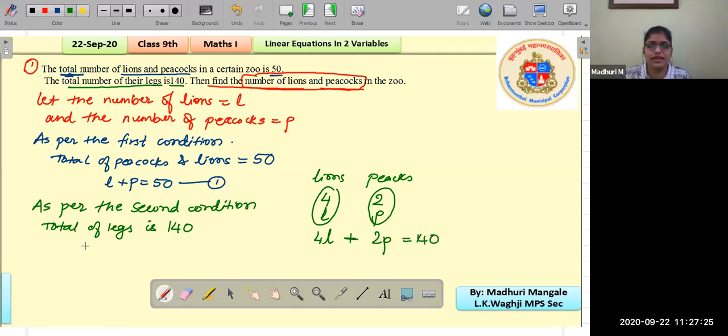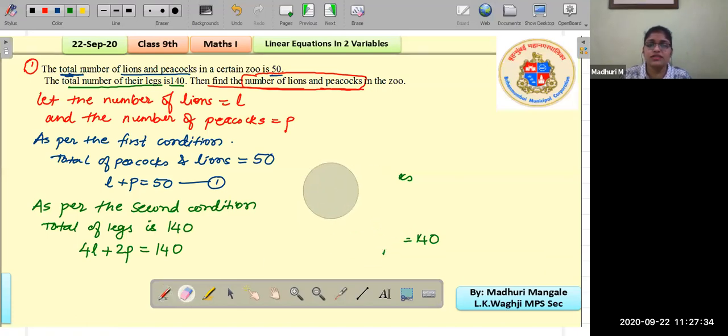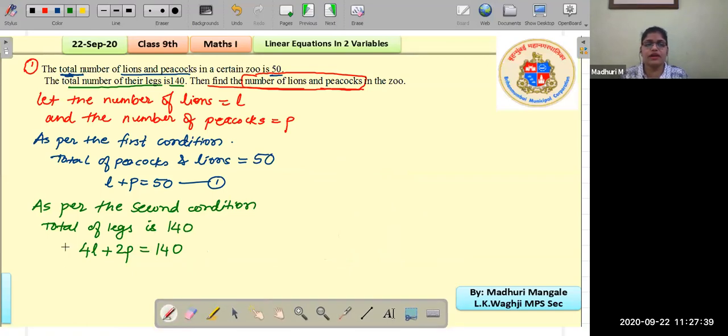So that is how we get the second equation. 4L plus 2P equals 140. And we are going to simplify the equation. Always when you get the equation, you should try to simplify it as much as possible. So we look at the common factors. What is the common factor for 4, 2 and 140? Yes, the common factor is 2. All the numbers are divisible by 2. So we are going to divide each term by 2. That will give us 2L plus P equals 70.